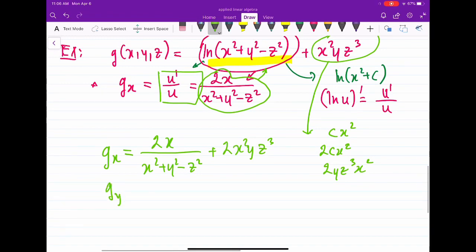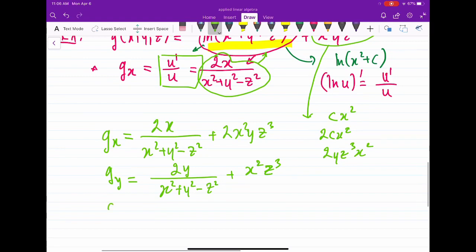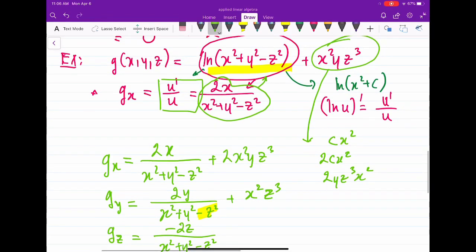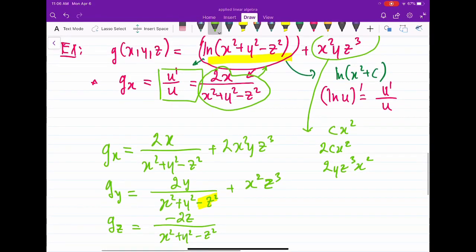Similarly, we can find g_y. I have 2y in here divided by x squared plus y squared minus z squared. And I differentiate the second term with respect to y. I have x squared z cubed. And then g with respect to z equal to negative 2z, because here we have minus z squared. Makes sense? And then divide by x squared plus y squared minus z squared. And we differentiate the second term with respect to z. I have plus 3x squared y z squared.